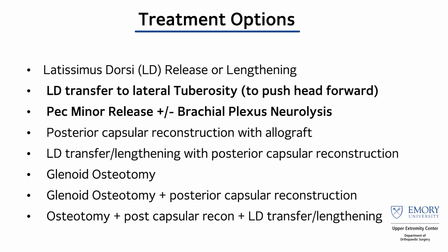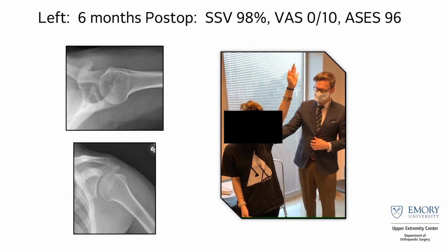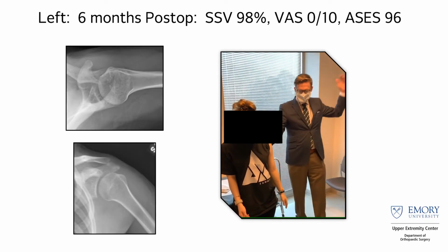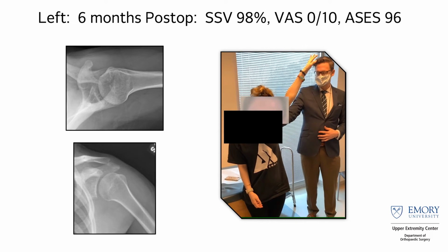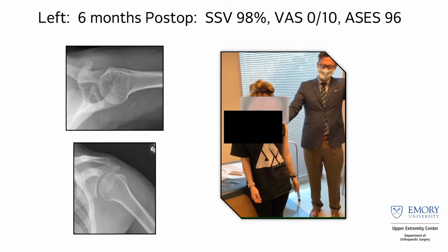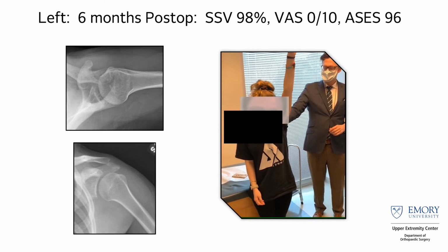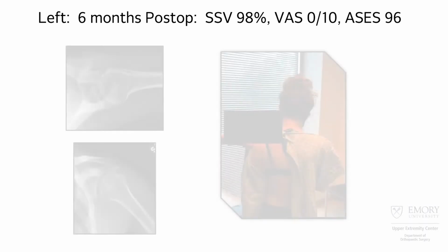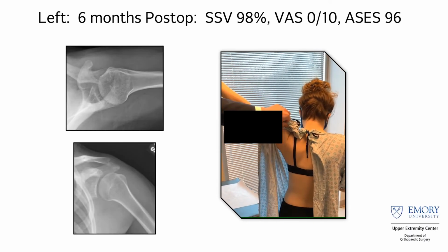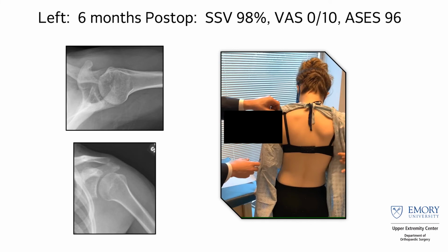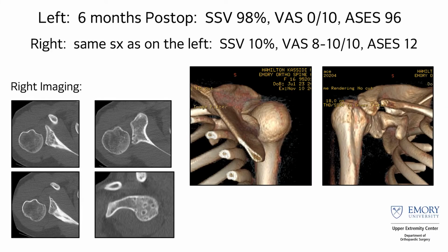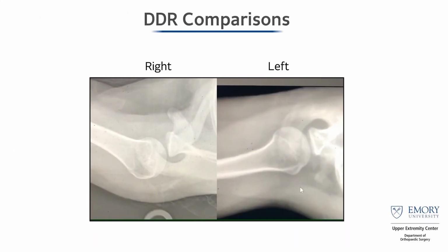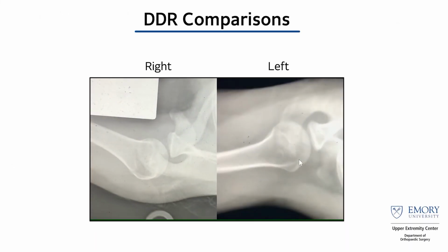Because of her latissimus spasm, and this is not the purpose of this talk, but because of latissimus spasm and her scapular dyskinesia, we did a latissimus transfer to her greater tuberosity and a pec minor release, and we were able to recenter her humeral head and gave her pretty good overall function. Unfortunately, on the right side, the same problem started happening, and she had basically the same imaging on the right side. So posterior decentering, and this is an example of not being able to move her shoulder.